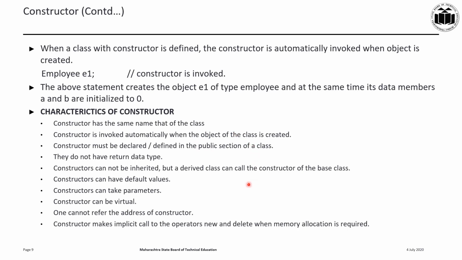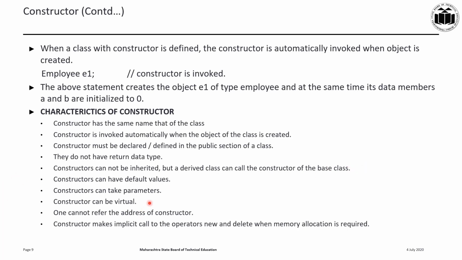The constructor must be defined in the public section of a class, because it is a member function. If you want to execute the constructor, why declare it in the public section? Because whatever you write in the public section, you can access outside the class. It does not have any return type, and you cannot inherit the constructor. But in some cases a derived class can call the constructor of the base class. When you learn the inheritance part, you will come to know about these characteristics.